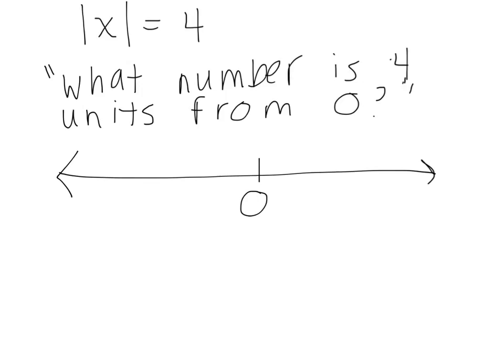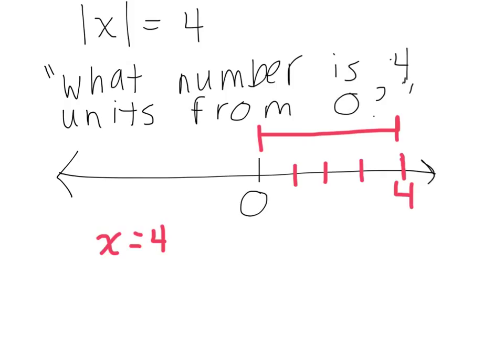So when I have an absolute value equation, what I'm really asking is what number is 4 units away from 0? So of course in your head you're thinking, well, 4 is 4 units away from 0. 1, 2, 3, 4. So x could possibly be 4. Some of you might realize, though, that another number is 4 units away from 0. -4 is 1, 2, 3, 4 units away from 0. So another possible solution is that x could be -4.